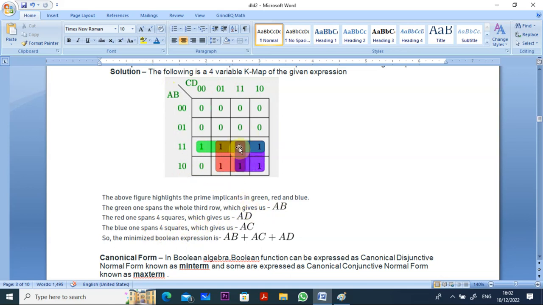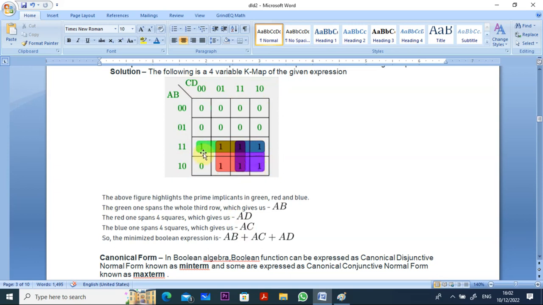The blue color here, what is the common here? This one is common. This one means it is C, because here the 1, 0 are not common, 1 and 1 are common here, so it is C. Here, what is common? Here it is A only common, so we are writing AC. So this becomes AD, this becomes clear.